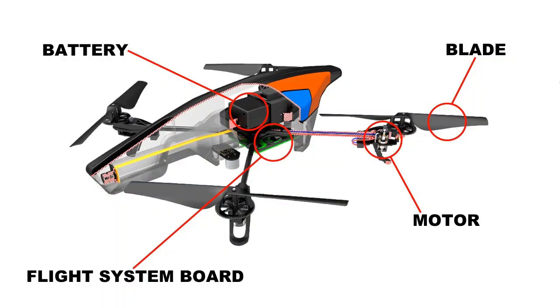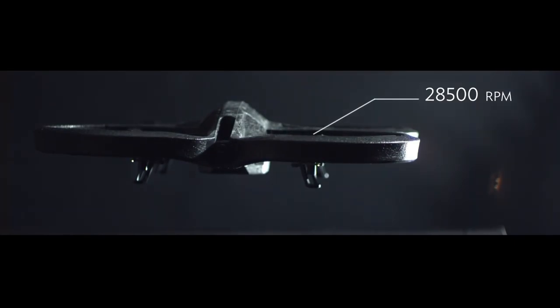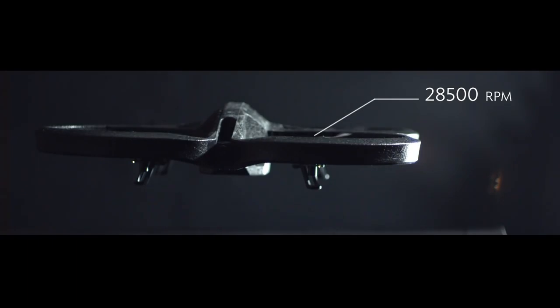But how do drones fly? Apart from the electronic flight system, a drone also needs a battery, motors, and propellers, commonly called blades. The motors rotate the blades at high speed. The Parrot AR drone, for example, can rotate its blades at over 28,000 revolutions per minute, or 475 revolutions per second.